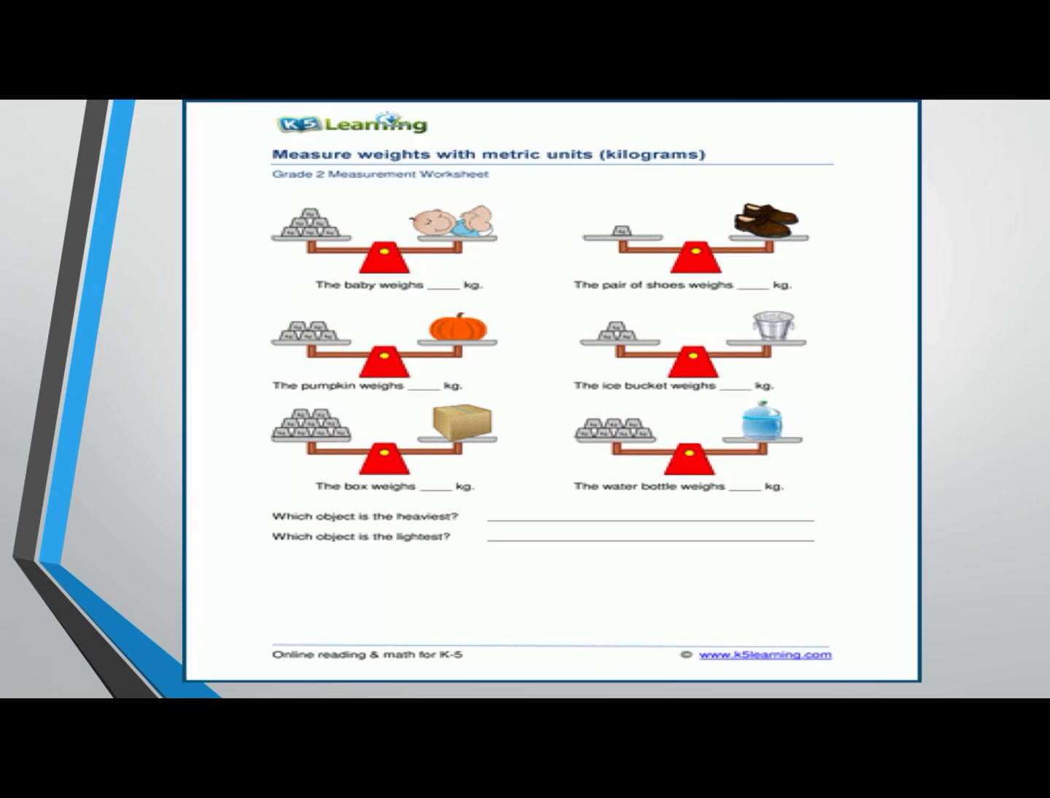How many 1 kg weights are kept on the other side? There are 5. So the pumpkin weighs 5 kg. Look at the box. Here, on one side in the third picture, a box is kept. On the other side the weights are put. Now just count it: 1, 2, 3, 4, 5, 6, 7, 8, 9. So what is the weight of the box? Yes, it is 9 kg.